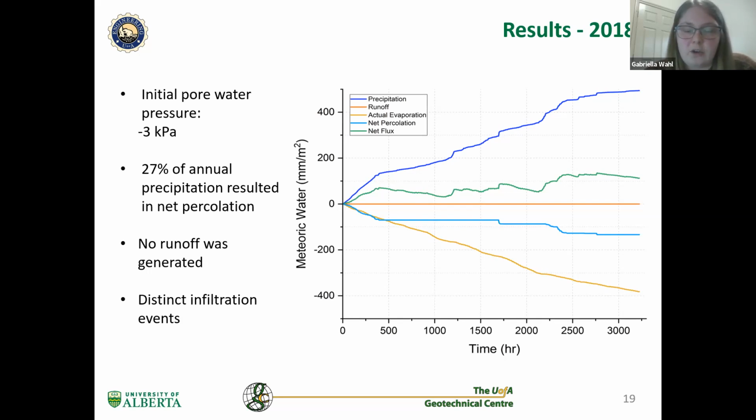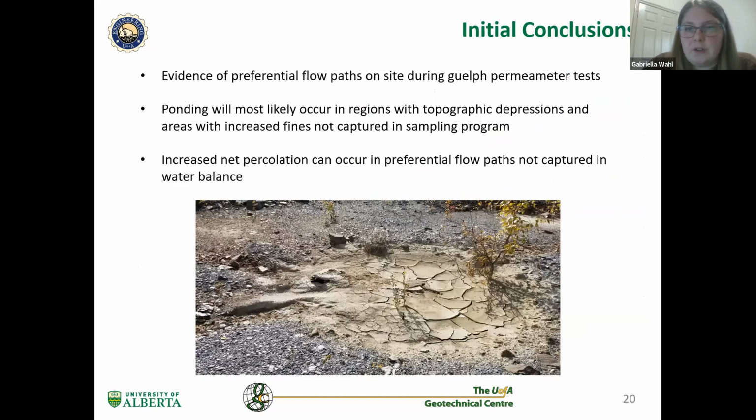And here no runoff was generated, which was expected, because I'm using the same field saturated hydraulic conductivity, which is not exceeded by the rainfall intensity I'm using here, assuming a unit gradient. And so these are just some initial conclusions from my overall analysis.